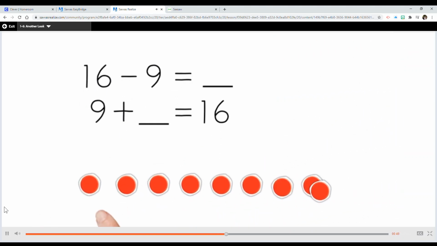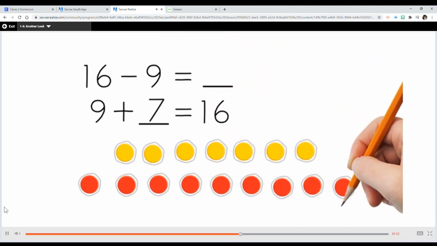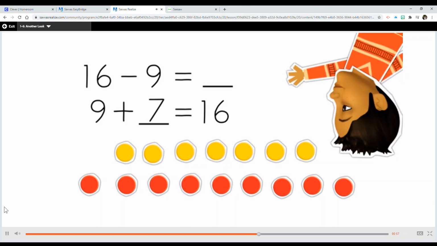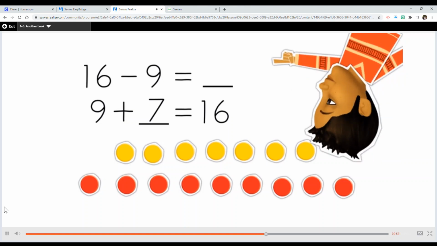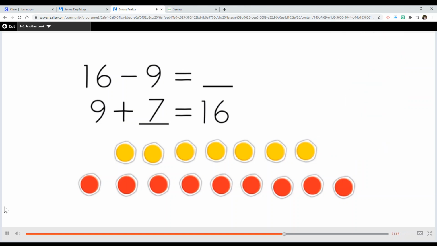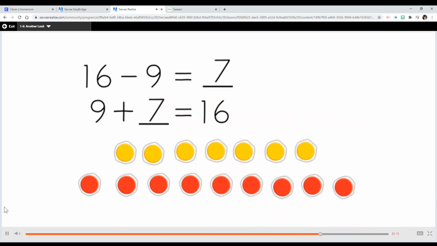In the addition fact, we can figure out pretty quickly that the missing number is 7. 9 plus 7 equals 16. So, addition and subtraction work kind of the same, huh? Yep, the addition and subtraction facts are related. So, if the missing number in the addition fact is 7, then the missing number in the subtraction fact is the same, 7. 16 minus 9 equals 7.